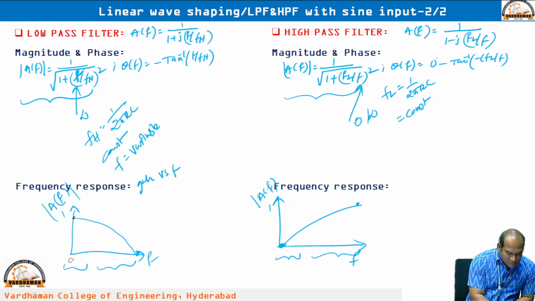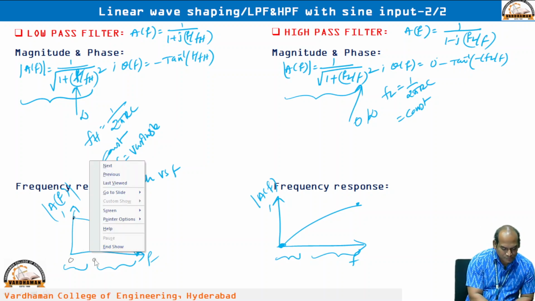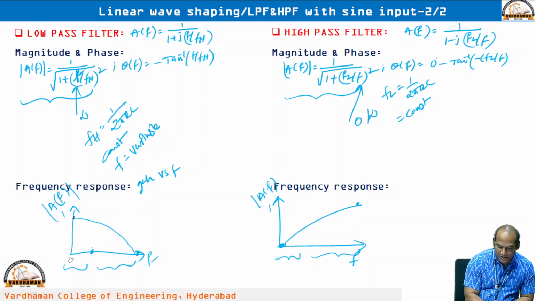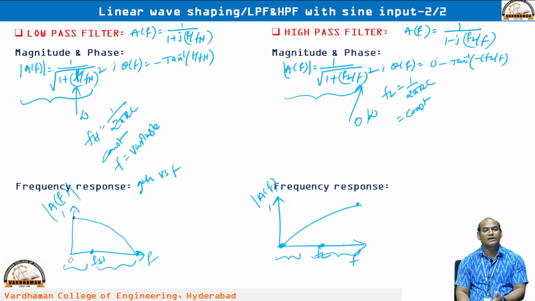So, fH may be here for example, and in this case, fL may be here, whatever it may be. Simply I am taking it here. This is the fH value, this is the fL value. If you calculate, somewhere you will get fH and fL like this. So, what is the gain particularly at f is equal to fH? What is the gain particularly at f is equal to fL?